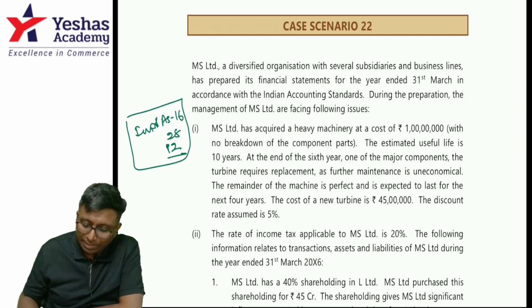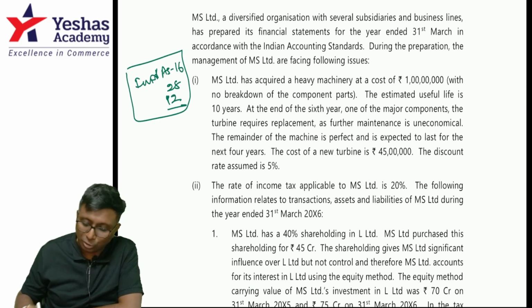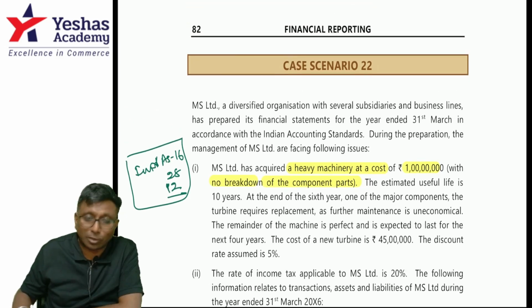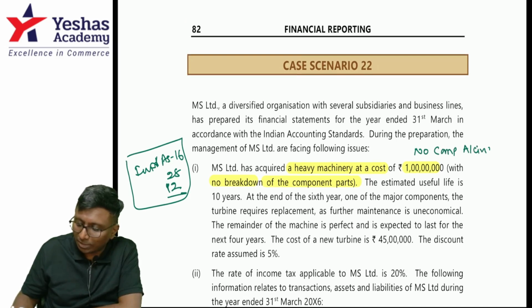M Limited is a diversified organization with several subsidiaries and business lines, and has prepared the financial statements for the year ended 31st March. During the preparation they are asking the following issues. M Limited has acquired a heavy machine at a cost of 1 crore with no breakdown of cost into component parts. That means no component accounting has been followed by the company.